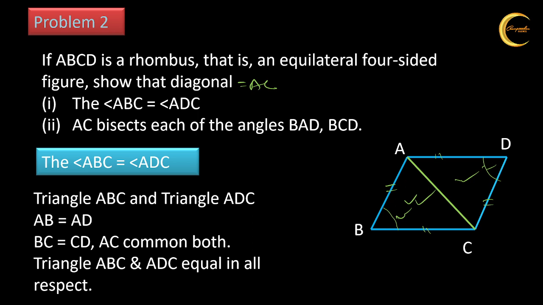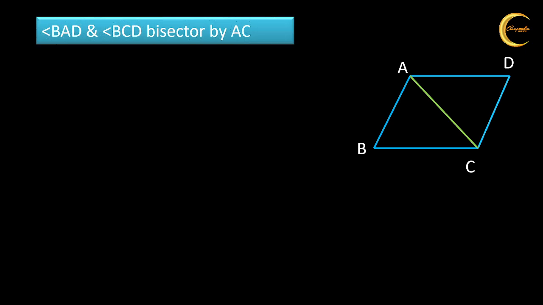So how will we prove that? AB equals AD, or DC, because all sides are equal, and BC equals AD, and this AC line is common to both triangles. So triangles ABC and ADC are equal in all respects. If they are equal in all respects, then we can say angle ABC corresponds to angle ADC. Now see our next problem.